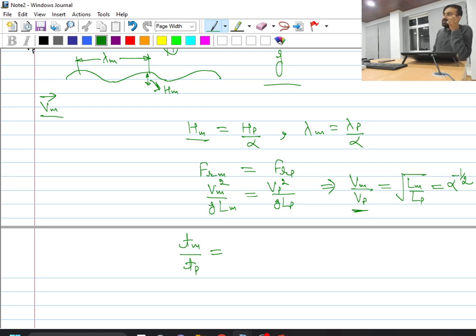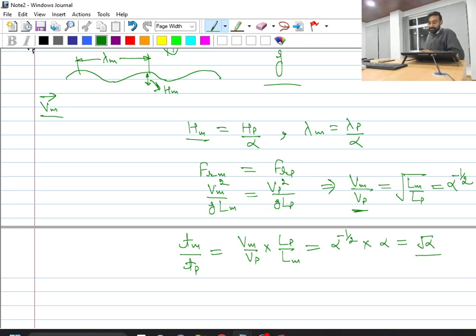Time equals length divided by velocity. Okay, so I can write Tm by Tp as Vp by Vm times Lm by Lp. Vm by Vp is alpha to the power minus 1 by 2, and Lp by Lm is alpha. So time also scales with the square root of alpha.